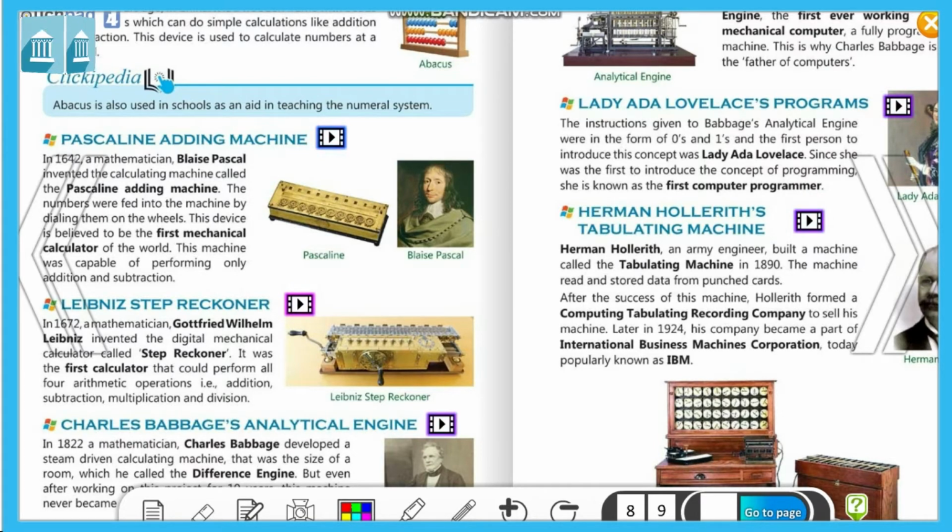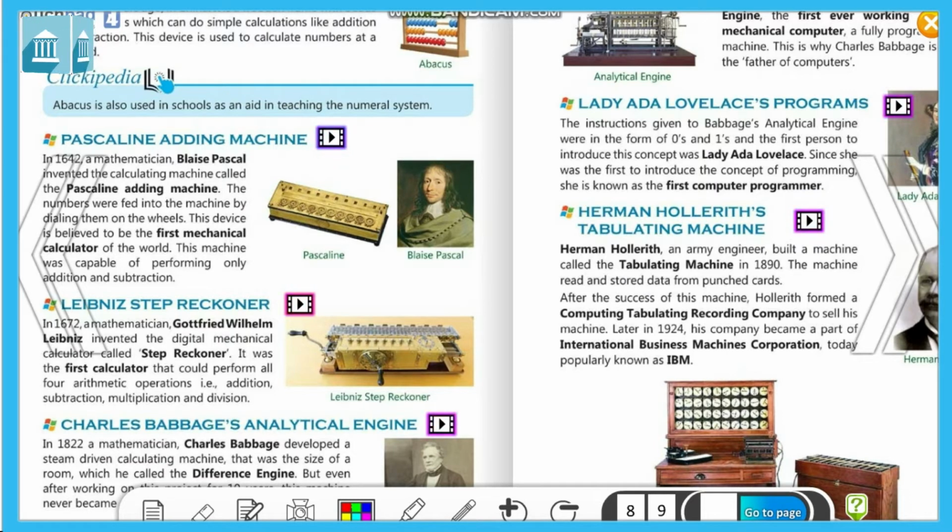Now later on the evolution came to the Leibniz tape reckoner. In 1672, the mathematician Gottfried Wilhelm Leibniz invented the digital mechanical calculator called the tape reckoner. What was the name of the mathematician? Gottfried Wilhelm Leibniz. The calculator invented by him is the tape reckoner. It was the first calculator that could perform all the arithmetic operations.